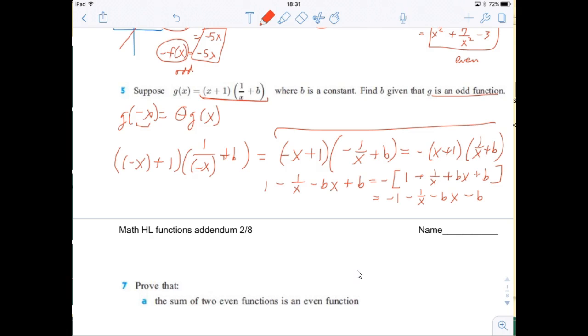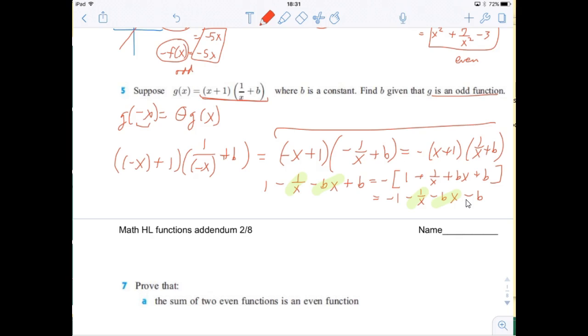Now we're going to compare the left side and the right side. We see a lot of common terms that we could subtract from both sides and get rid of, like negative 1 over x here, negative 1 over x here. Let's add 1 over x to both sides and get rid of that. Then you see that negative bx appears on both sides also. Let's get rid of that by adding bx to both sides. So then we're just left with 1 plus b equals negative 1 minus b.